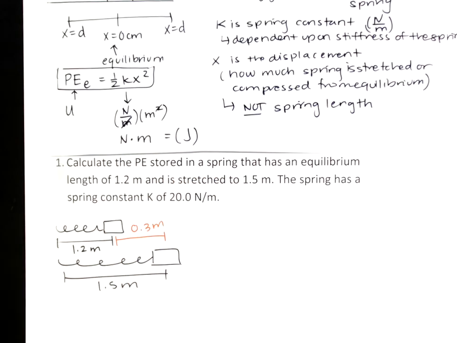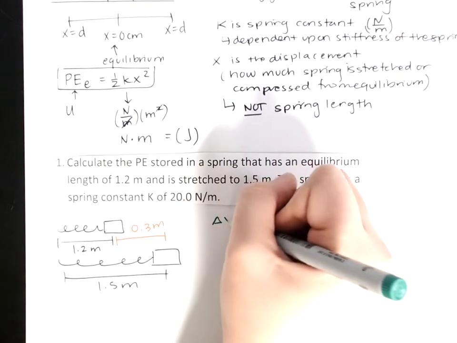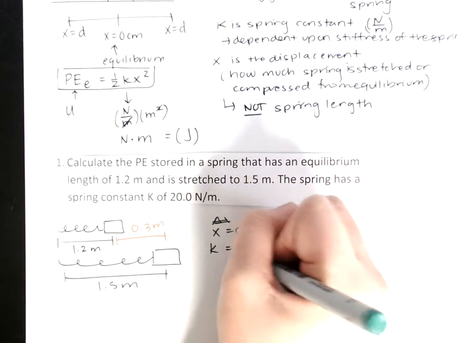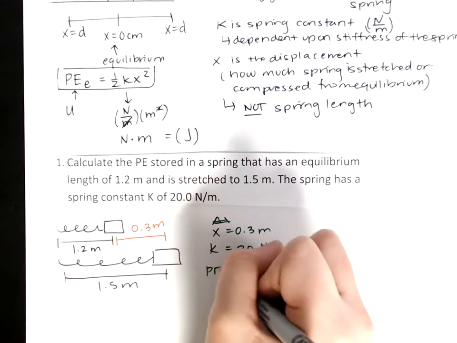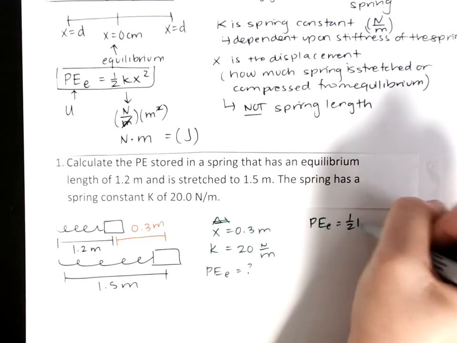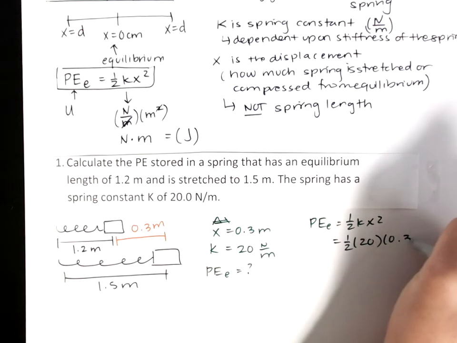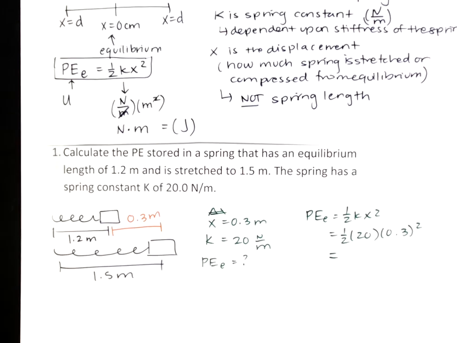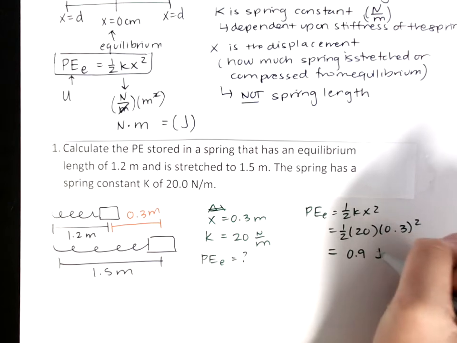So for our givens, x is equal to 0.3 meters, K is equal to 20 Newtons per meter, and we want to know PE elastic. So potential energy elastic is equal to 1/2 kx squared. We get 1/2 times 20 times 0.3 squared. And when you plug that into your calculator, you should get 0.9 joules.